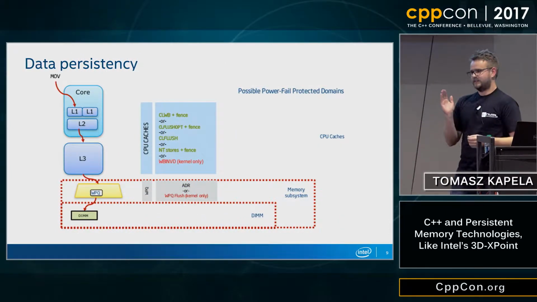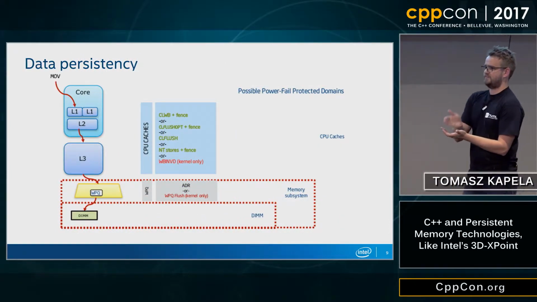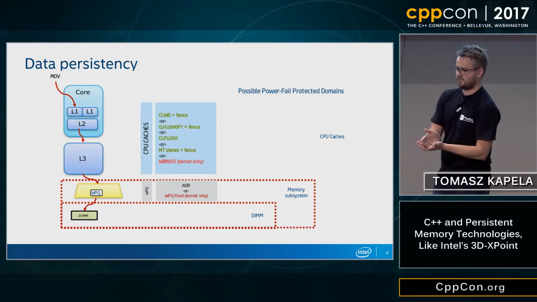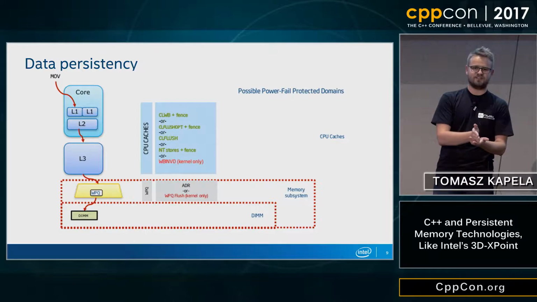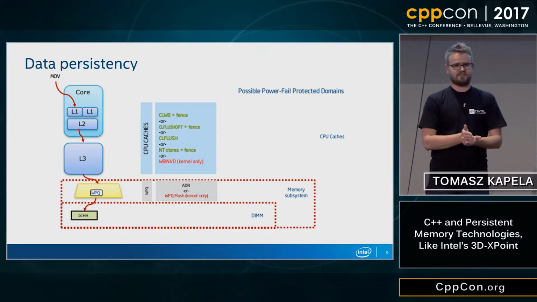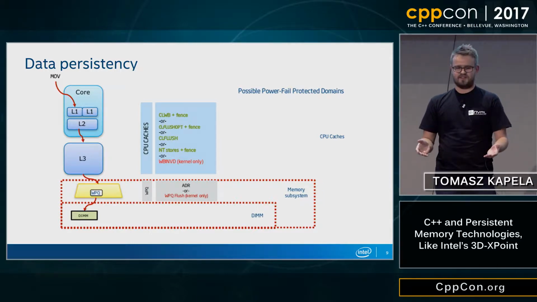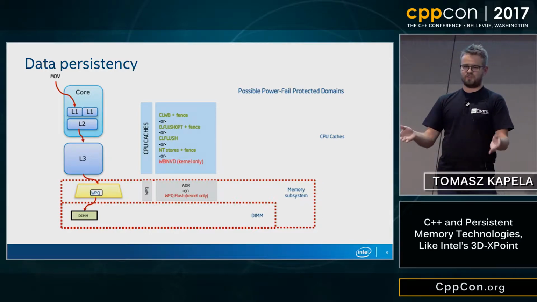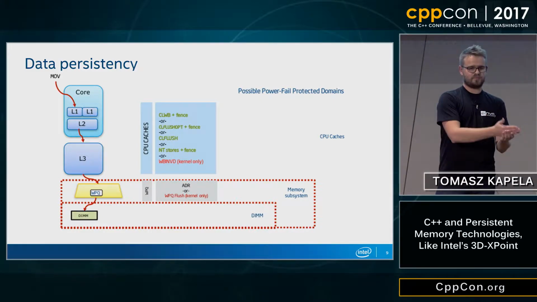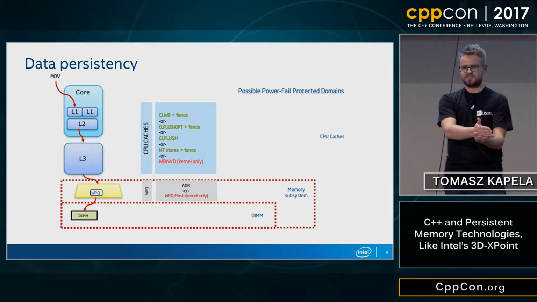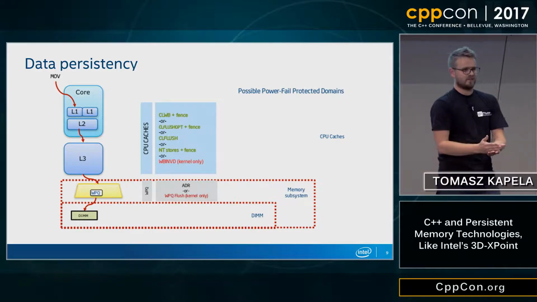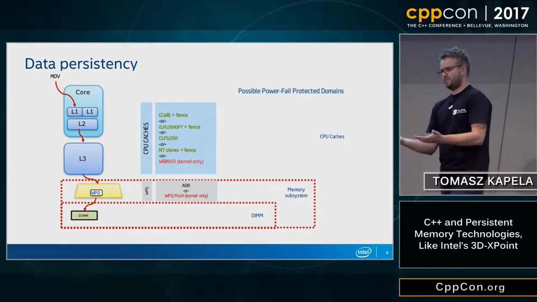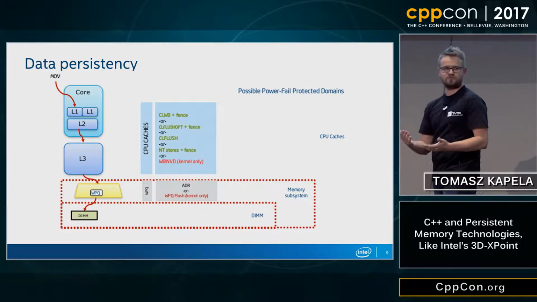Now I said that you can write directly to the device without hitting page cache. That is of course not true, because you're going to hit the cache, the CPU cache, and the CPU cache is not persistent. If you have a power failure and your data is in the CPU cache, you've lost it. So in your application, you see that you wrote it, but it's not on the media. It's not in the DIMM. It's not persistent.